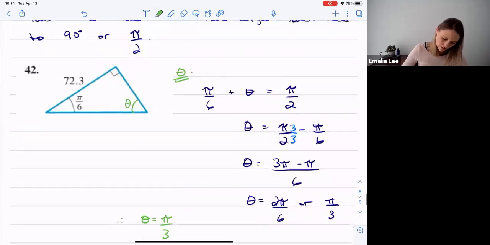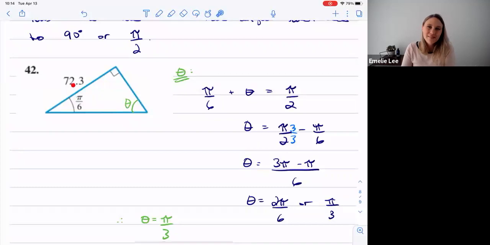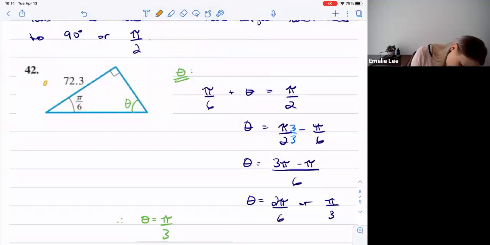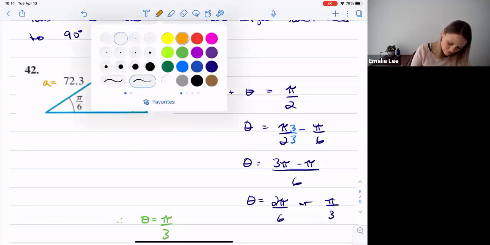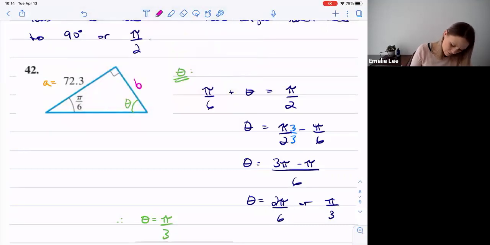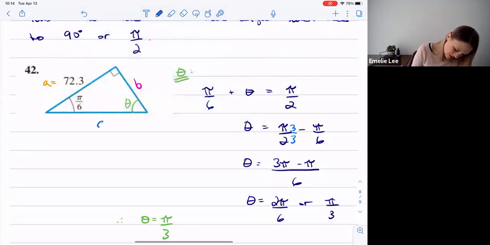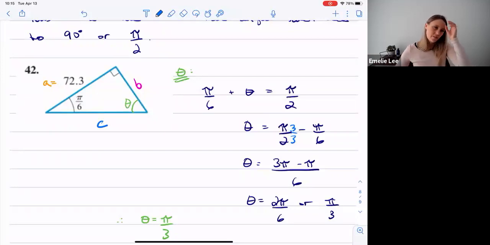Okay. If we let this be A, right? And this be B and this be C, right? The hypotenuse is usually denoted by a C. So then we know that, okay, if I let A be 72.3, B is some length, and let's pick a different color here, I guess maybe light blue. C is the hypotenuse.